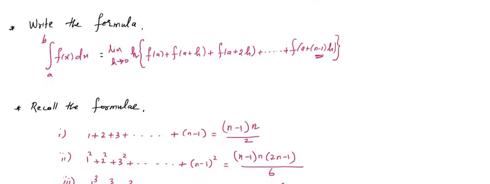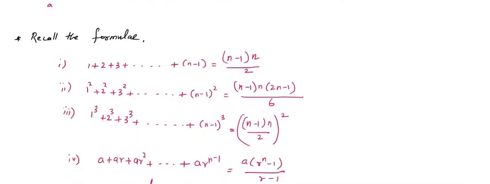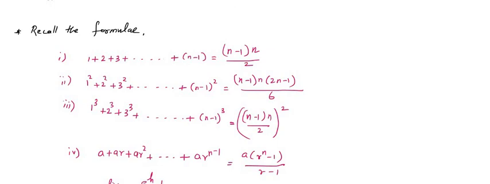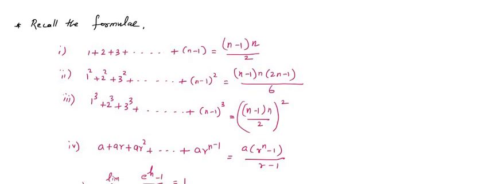Here, we must recall the formulas we have studied in our lower classes, till 10th or 11th. The first formula: 1 plus 2 plus 3 till n minus 1, that is the sum of natural numbers, n minus 1 terms. We might have studied the formula for the sum of n terms: 1 plus 2 plus 3 till n is n into (n plus 1) by 2. This is the formula for the sum of the first n natural numbers.